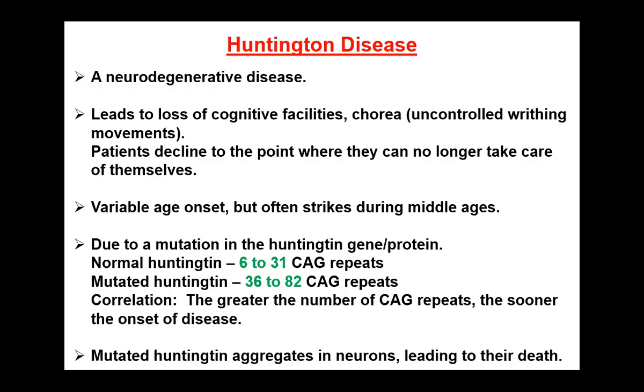Okay, so they have greater CAG repeats, and as it turns out, there's a correlation between the more CAG repeats that one has and the onset and severity of the disease. And so what happens here is these mutated Huntington proteins aggregate in neurons and can lead to the cell death of the neurons. So these insertions and deletions here, here's an insertion, and other mutations can have some pretty dire consequences for a cell as well as an entire organism.